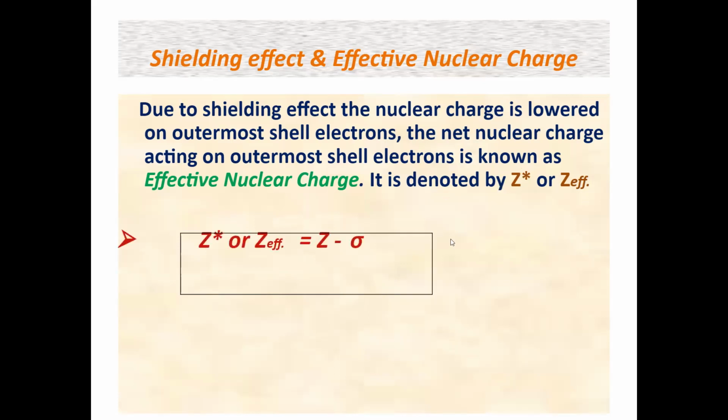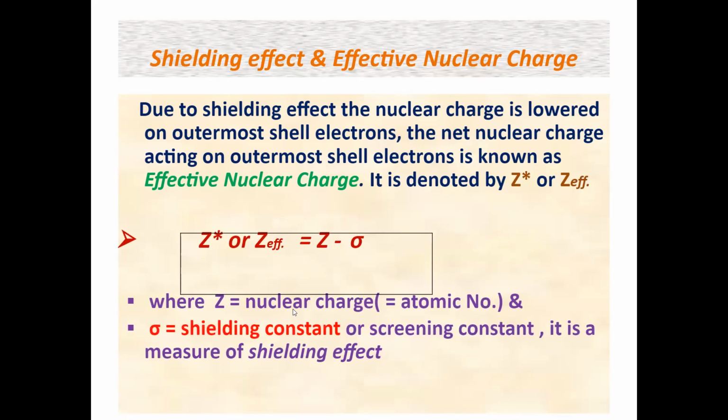Here the formula is Z minus sigma. Here Z is the atomic number, and sigma is the screening constant. The atomic number is equal to the nuclear charge. So understand, Sharma? Z is the nuclear charge or atomic number, both are the same here.